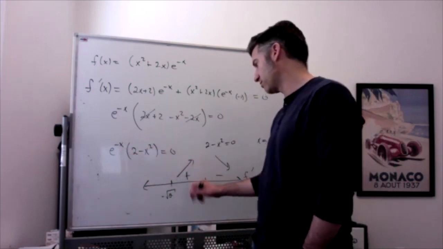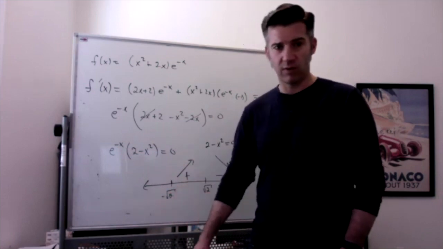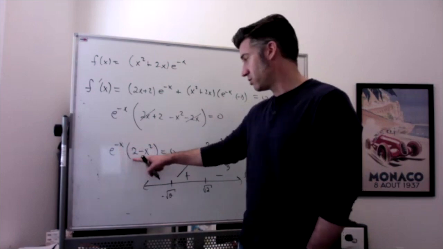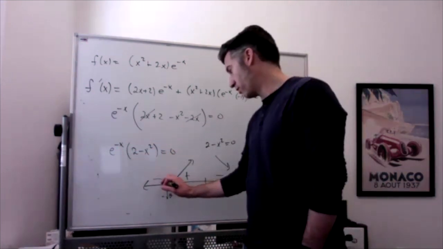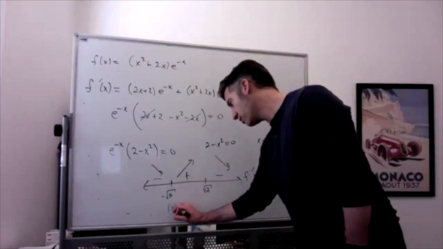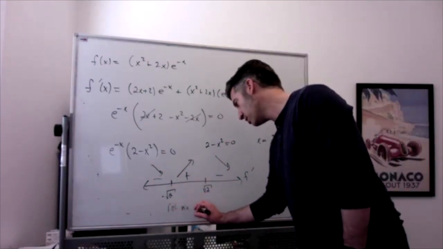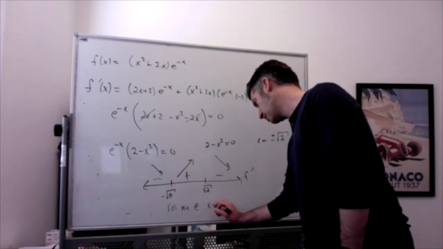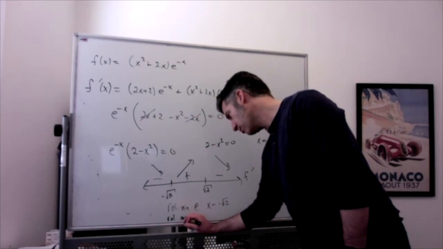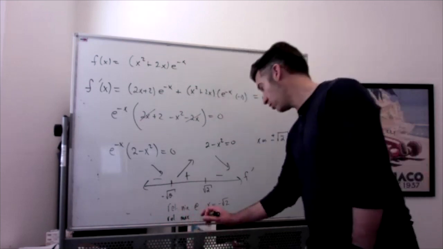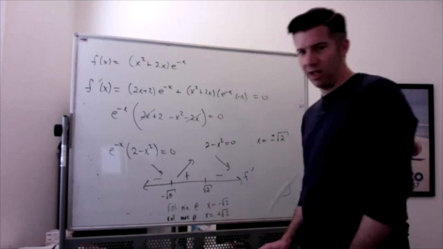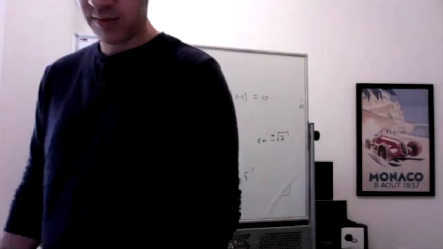It's increasing. Pick something smaller than negative root 2, like negative 5. E to the negative 5 is positive. 2 minus 5 squared is negative. Overall negative, decreasing. So we can say we have a relative minimum at x equal to negative root 2, and we have a relative maximum, or you can say local if you prefer the word local, at x equal to positive root 2. And I think that's all the question's asking us to do. Yeah, that's it.